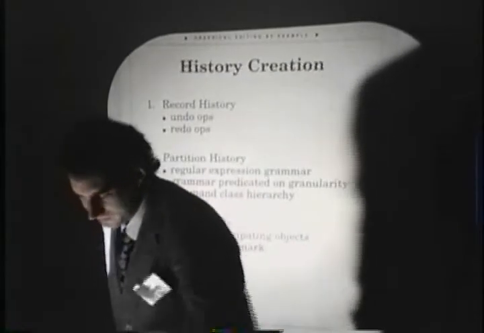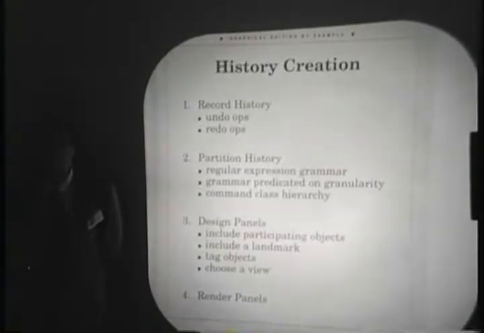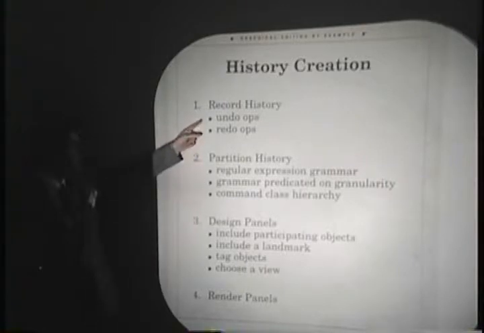History creation consists of 4 basic steps. Whenever the user is performing operations in our editor, the system is recording the operations that have been performed. It's also recording a set of operations that allow us to undo the user-executed commands. So the system's saving both undo and redo operations.